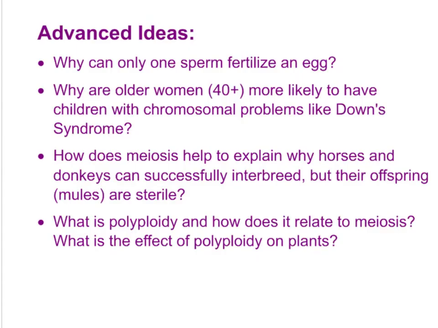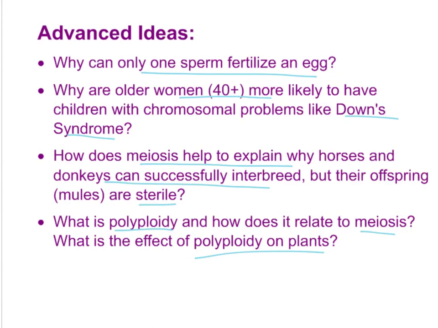So now that you know why meiosis is so important, come to class, explain that to me, explain the process of it, and the differences between meiosis and mitosis. Here are some advanced ideas. Ask your own questions. Why can only one sperm fertilize an egg? Why are women over 40 more likely to have chromosomal problems in their children? Down syndrome. How does meiosis explain why horses and donkeys can successfully interbreed, but their offspring are sterile? What is polyploidy? How does it relate to meiosis? What's the effect of it on plants? It's kind of a fun word to say. So I look forward to seeing you in class and seeing what you have to show me.